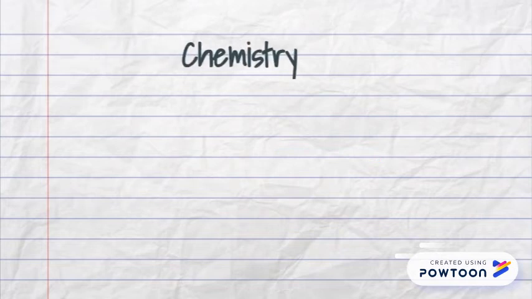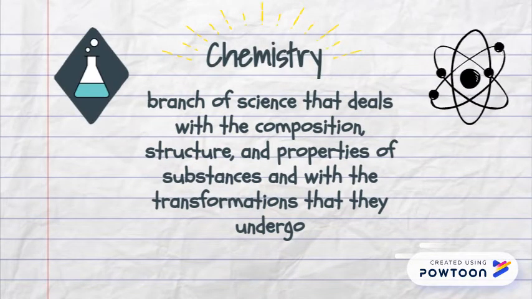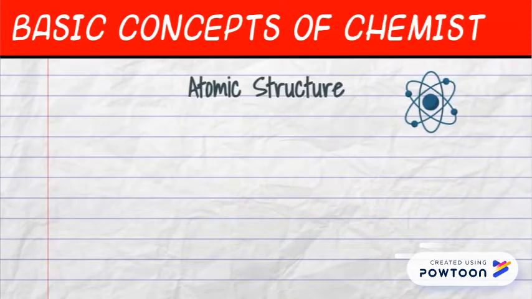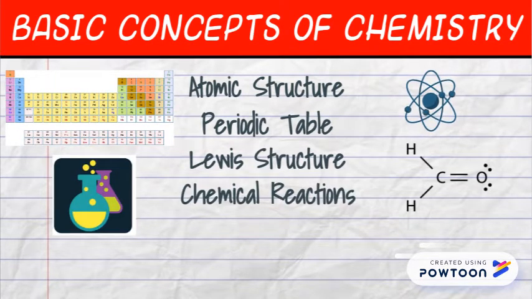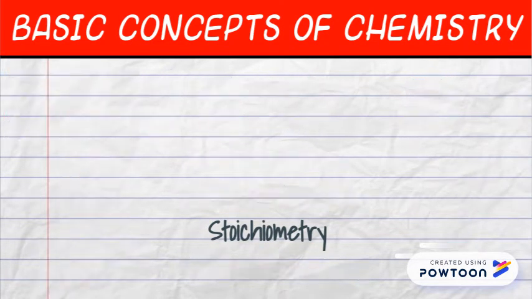Let's start by defining chemistry. It is the branch of science that deals with the composition, structure, and properties of substances with the transformations that they undergo. Some of the basic concepts of chemistry are atomic structure, periodic table, Lewis structure, chemical reactions, stoichiometry, and acid-base chemistry. In this video, we will be focusing on stoichiometry.